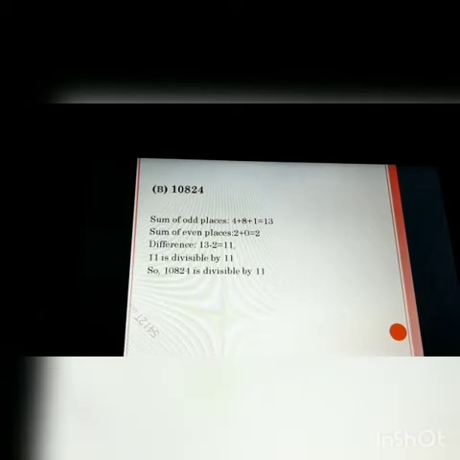Here the second part, that is 10,824. We'll check the odd places. That is 4, 8 and 1. They are forming 13. The even places are 2 and 0. They form 2. We'll take the difference: 13 minus 2 is 11. Now 11 is divisible by 11, so the number is divisible by 11. Again we have checked only from the right hand side the sum of odd places and sum of even places, then their difference. If the difference comes in the table of 11, then only the number is divisible by 11.